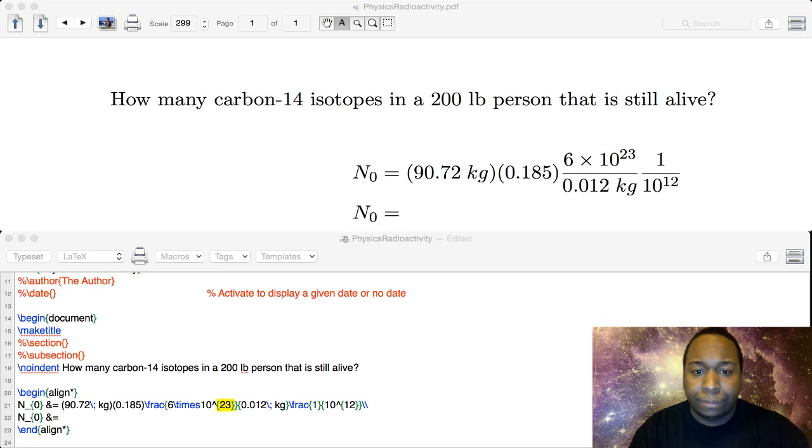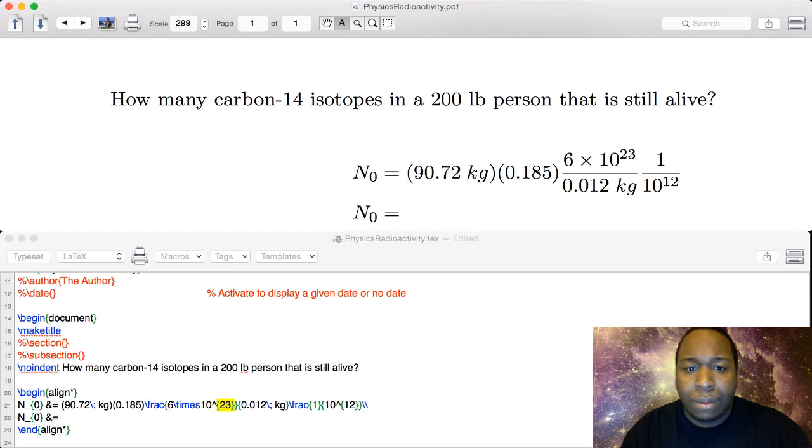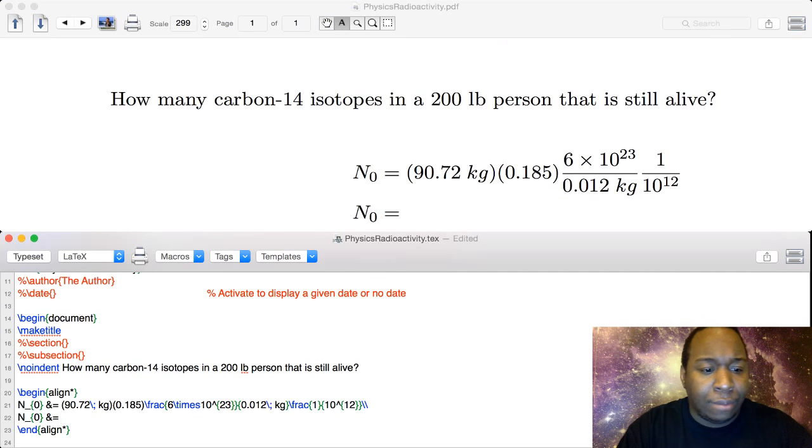All right. So far so good, and this is going to be times, in the denominator, 1e12. All right, and I get a number of roughly 8.4 times 10 to the 14. And I'm rounding here, guys. So 8.4 times 10 to the 14 power.